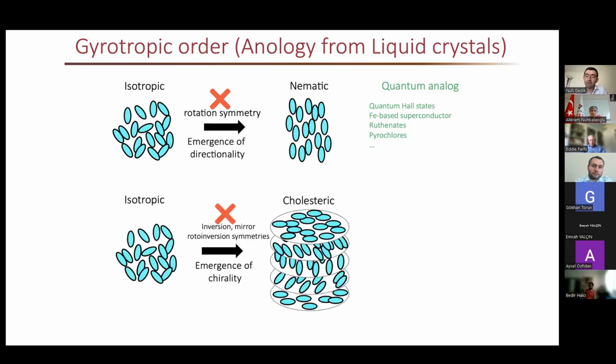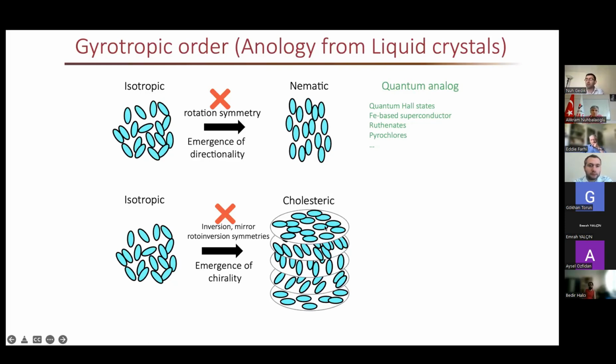Then there's another phase in these liquid crystals where you begin with an isotropic phase again. If you break all of these symmetries, inversion, mirror, roto-inversion symmetries, you can get this chiral phase. You can see that there's this chirality to this new phase. There's handedness. It goes in a right-handed or left-handed manner. There's a name for this called cholesteric liquid crystals.